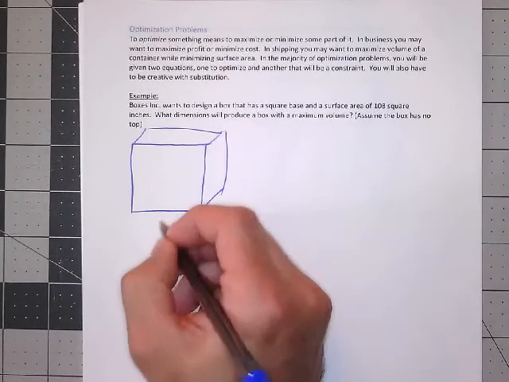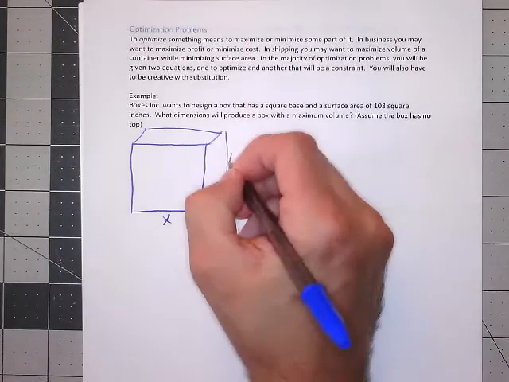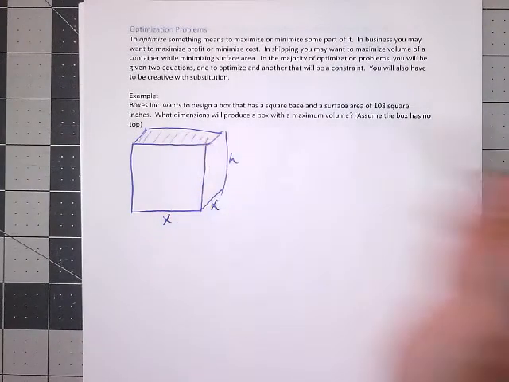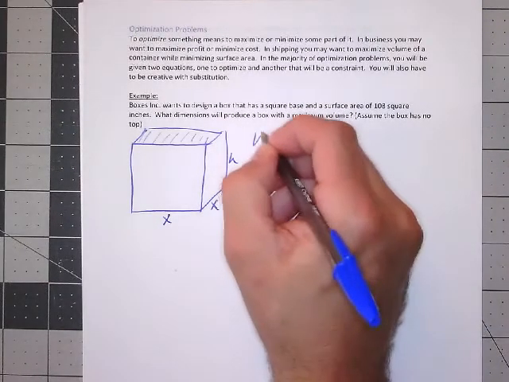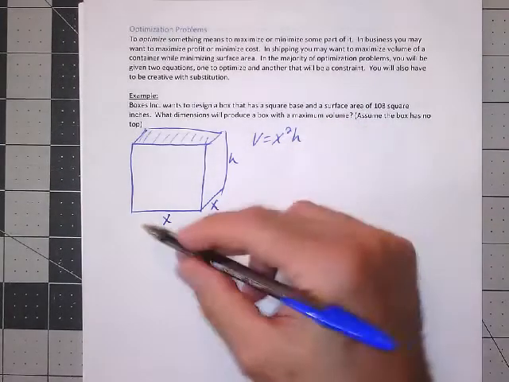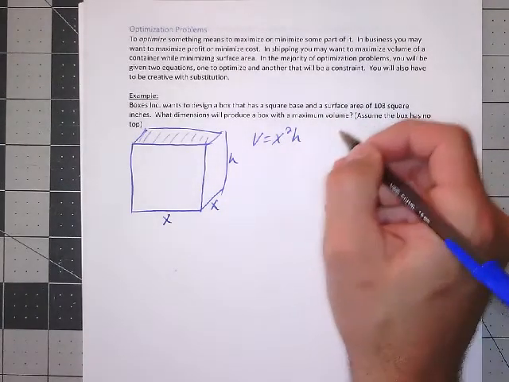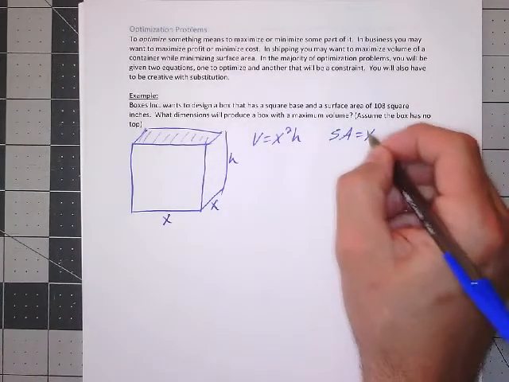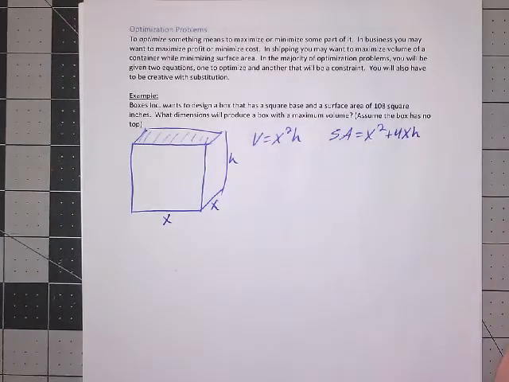All right, so it has a square base. I'm going to call that x by x, and it has an unknown height, and there's no top. So that's there. So the volume of this box is x squared times h. Side times side times side, length times width times height. All right, the surface area would be x squared plus 4xh.